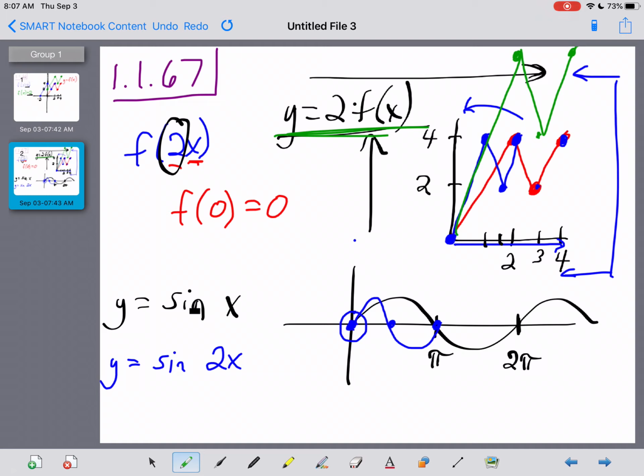Okay, everybody, hopefully that explains 66 and 67 just a little bit. I'll come back and talk about 68 in just a minute.